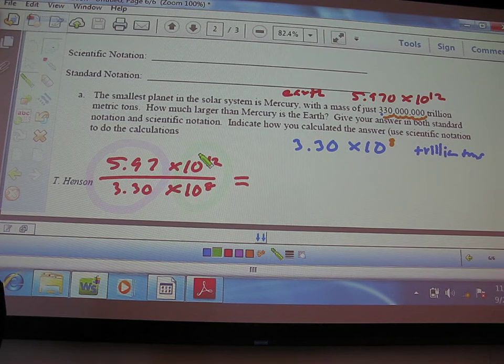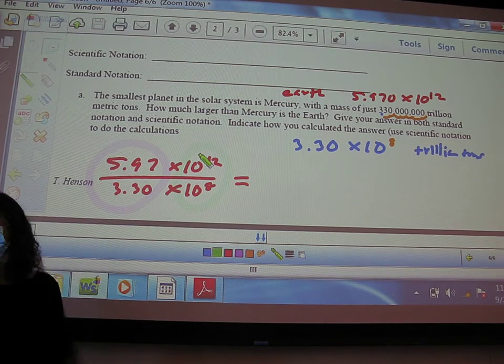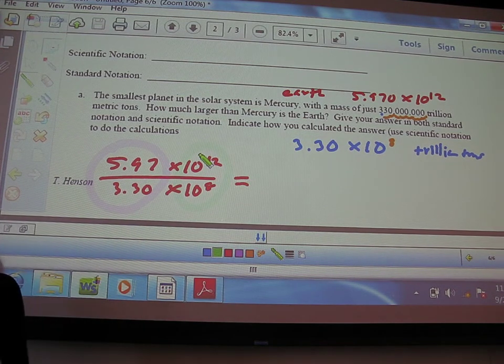Well, if you want to know how much bigger something is, then pretty much the bigger one's going to go on top. The big one always goes on top? If they're asking you how much larger something is, then yes. If they say how much larger, the larger one should be on top.